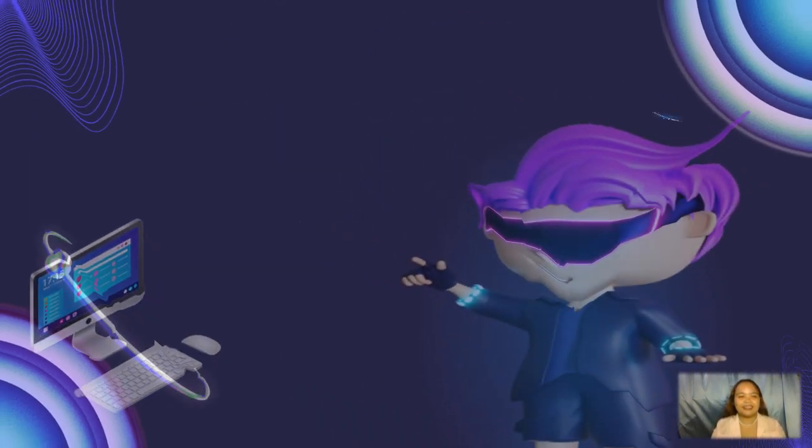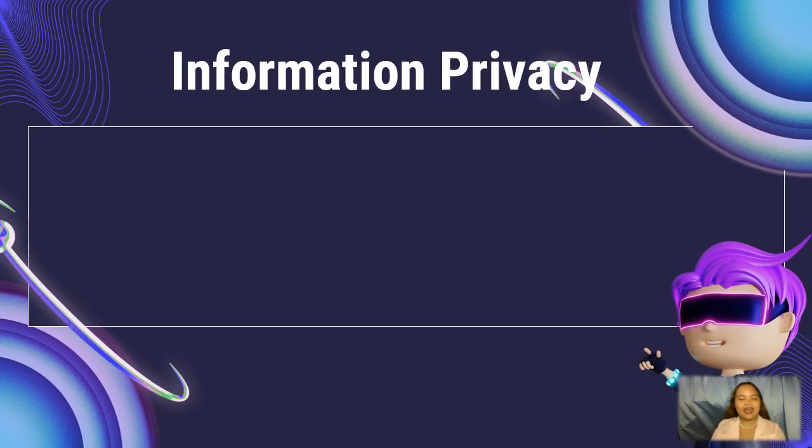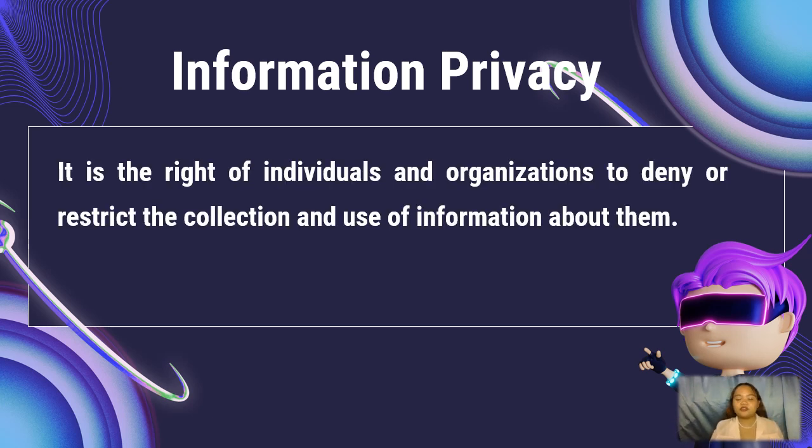And next we have information privacy. So what is information privacy? It is the right of individuals and organizations to deny or restrict the collection and use of information about them.